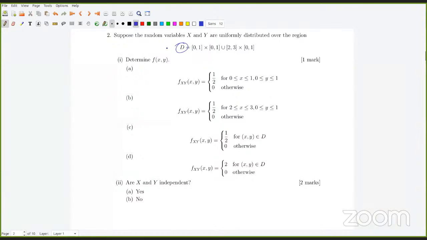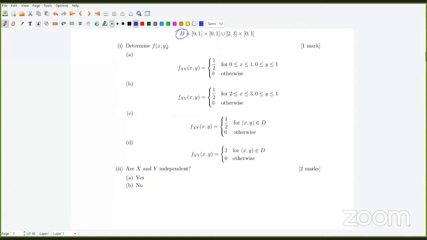So how do we proceed with this question? What is the first thing we should do for this kind of question? Draw the graph. Identify the region. Yes, exactly. Correct. So let's do that.